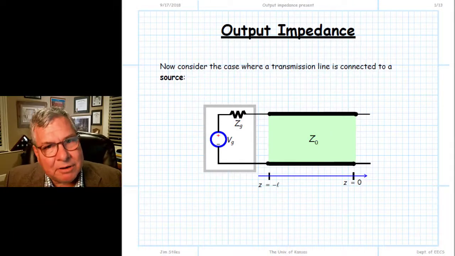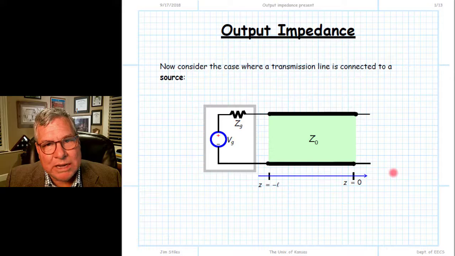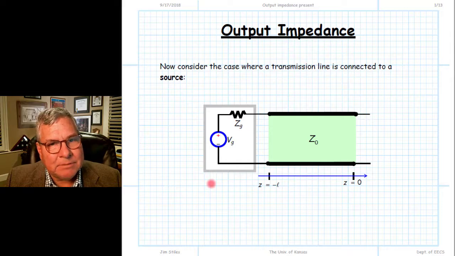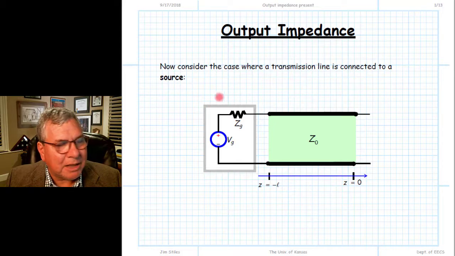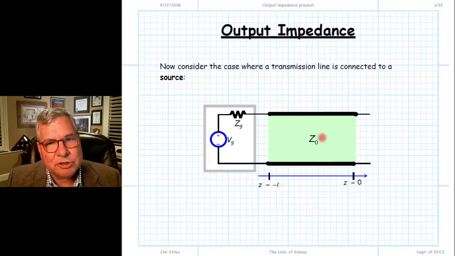Now let's do something different. Let's take our length of transmission line, and instead of attaching a load at the end of the transmission line, let's attach a source at the beginning. And of course, this source is simply an equivalent for some elegant and complicated and beautiful piece of electrical engineering that is supplying energy into our transmission line.